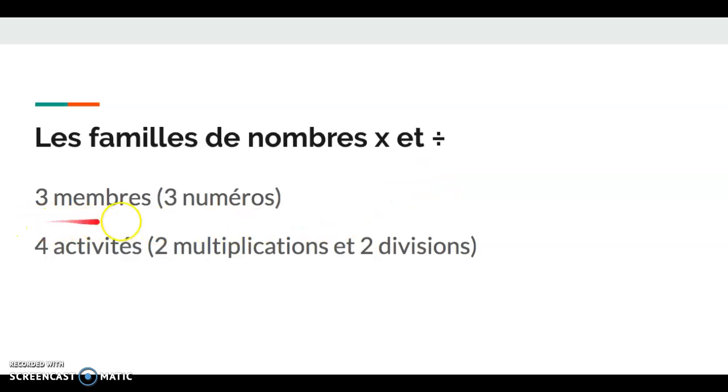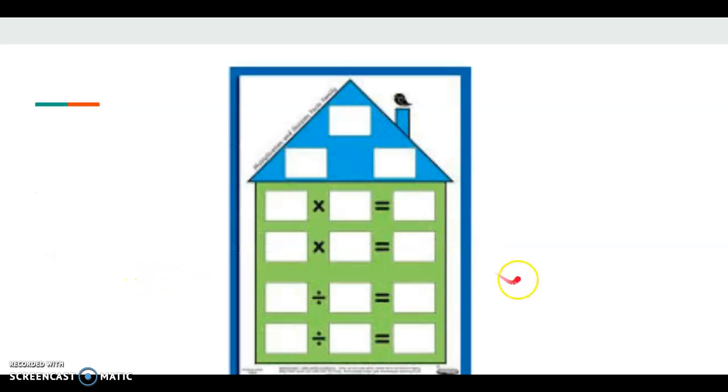Now, let's move on to number families of multiplication and division, and it's very, very similar. There's still three members of the family, which means three numbers, and four activities they like to do together. And it's always two multiplications and two divisions. So here is a house of multiplication and division. We have the spot for the three numbers, two multiplications, and two divisions.